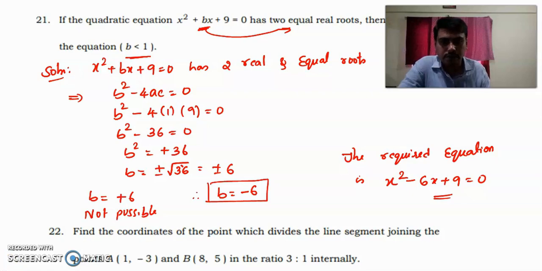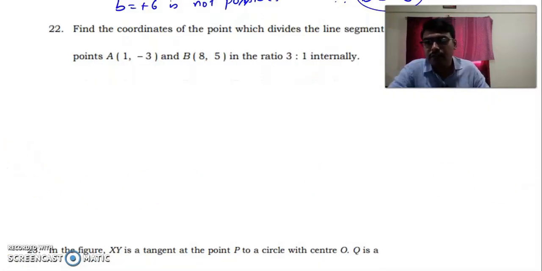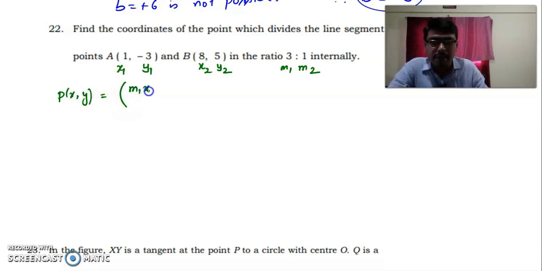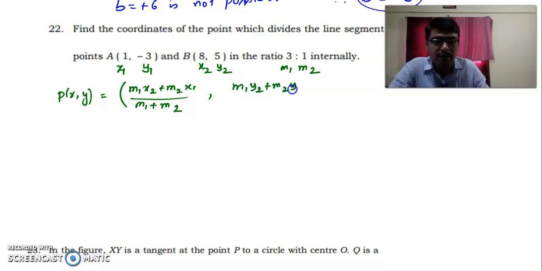Question 22. Find the coordinates of the point which divides the line segment joining the points A and B in the ratio. That means the ratio is given, this is m1 is to m2. These points are given, this is x1 y1 and this is x2 y2. The coordinates of the point P of x comma y is given by m1 x2 plus m2 x1 divided by m1 plus m2. Similarly, m1 y2 plus m2 y1 divided by m1 plus m2.